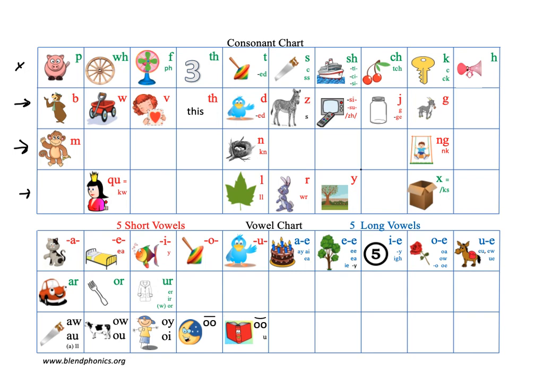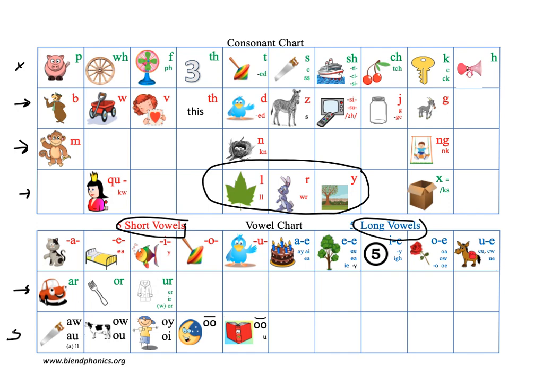And again, we have the three in the middle here are what are often called liquids, and then the qu and the x are not actually extra sounds. And then we have the five short vowels, five long vowels, the three R controlled vowels, including AR, OR, UR, and then finally we have the five special sounds. So there you have it.